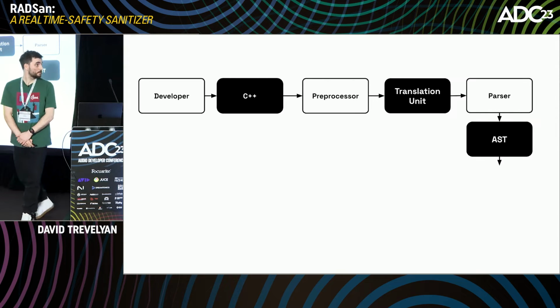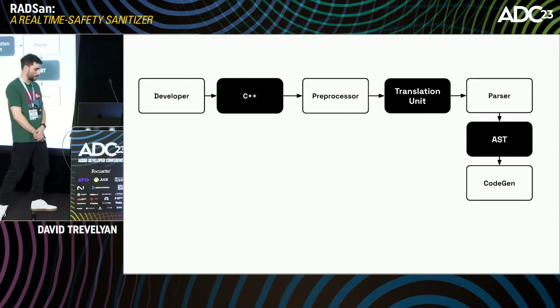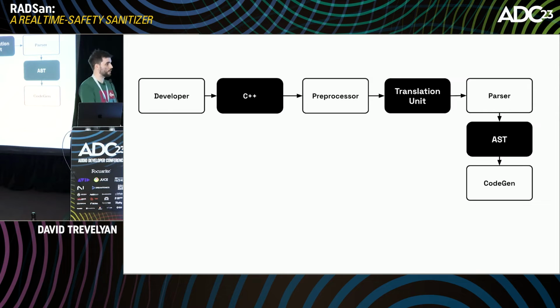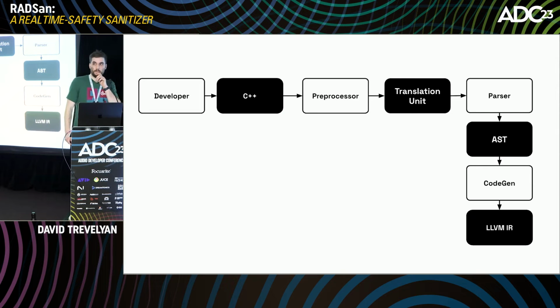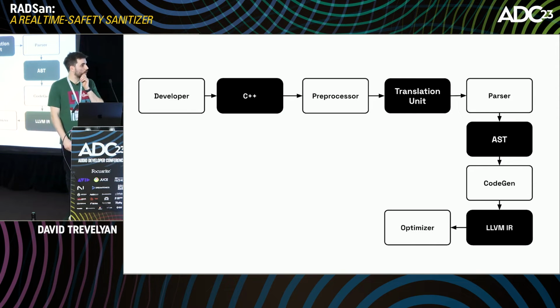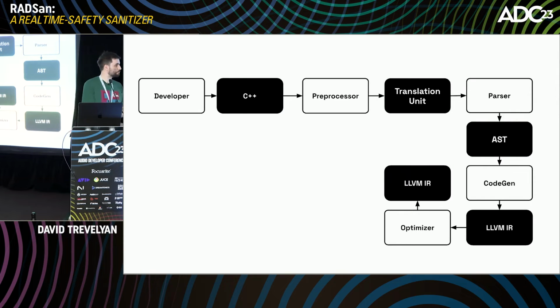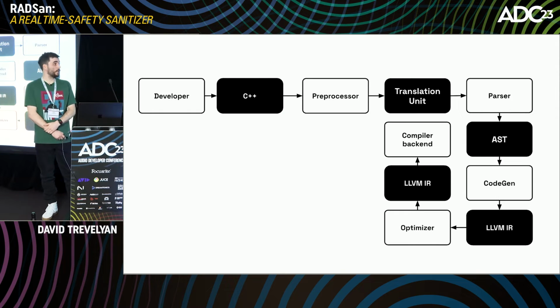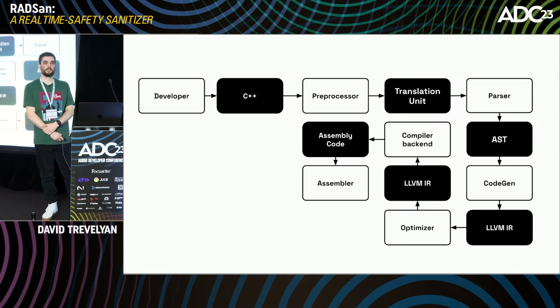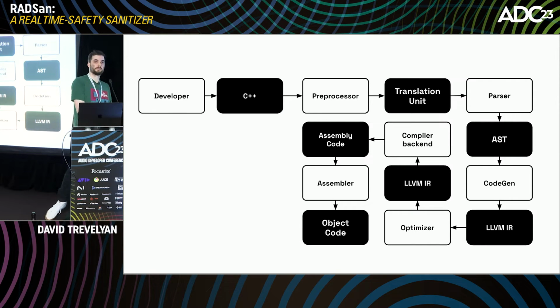That syntax tree goes through a process in LLVM at least called code gen, and the code that's generated is this LLVM intermediate representation, or IR. This IR gets optimized through an optimizer, and out the other end comes more IR. Our compiler backend translates that IR down to some target-specific assembly code. That assembly gets fed into an assembler. Out the other end comes our binary object code.